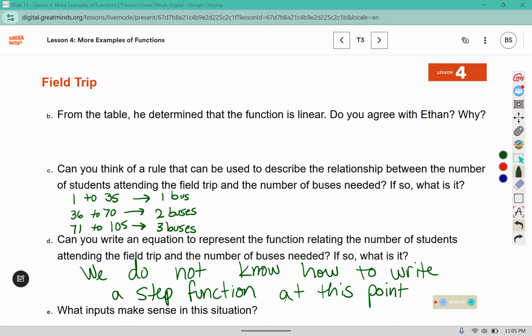What inputs make sense in this situation? Well, the inputs represent the number of students, so we wouldn't want to input any decimals or any negatives. So we want positive whole numbers. We want 0 and larger.